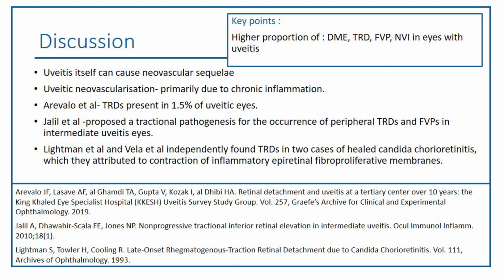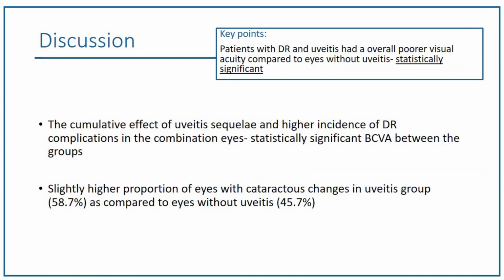Jalil et al. proposed a tractional pathogenesis for occurrence of peripheral TRDs and fibrovascular proliferations in intermediate uveitis eyes as opposed to diabetic retinopathy, which was mostly center involving. Lightman et al. and Villa et al. independently found tractional retinal detachment in 2 cases of HIV Candida chorioretinitis, which they attributed to contraction of inflammatory epiretinal fibrovascular membranes.